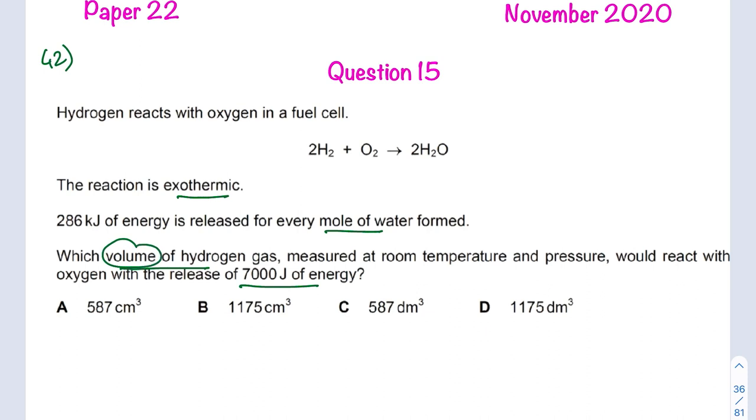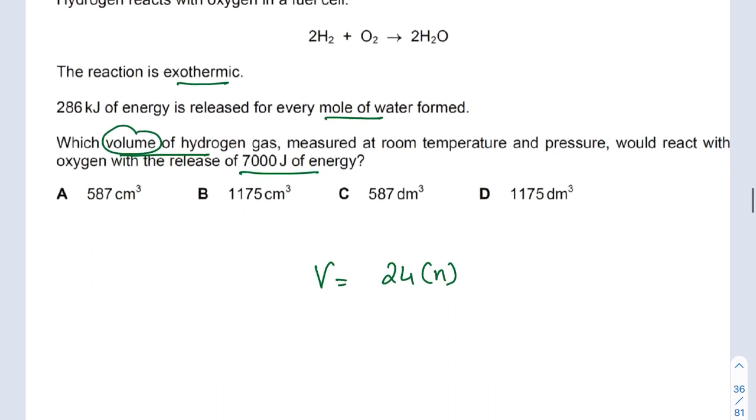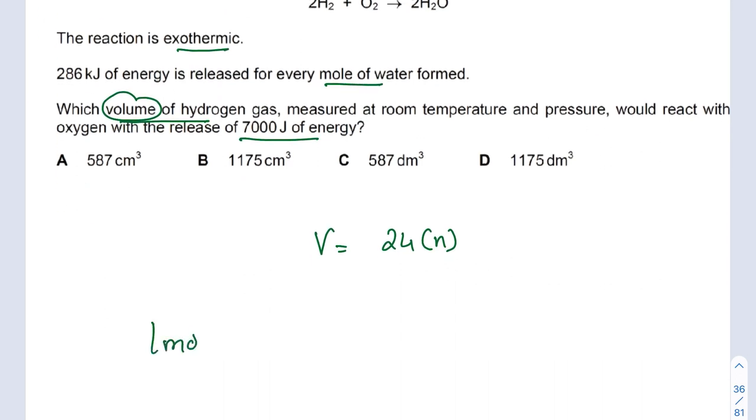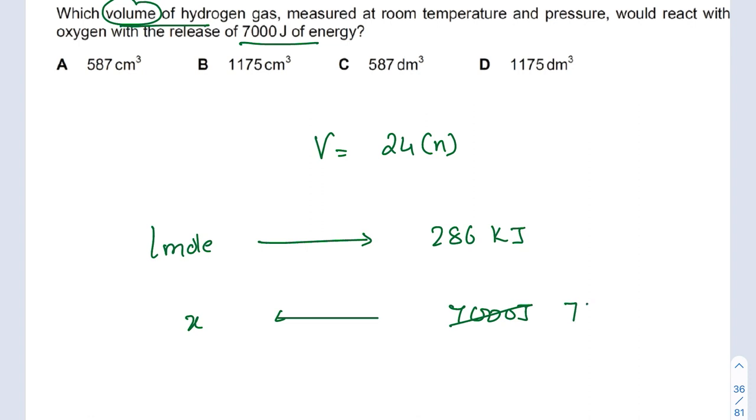If I want to know about volume, I will find out the moles. Why? Because volume equals 24 times n. So if I know the moles, then automatically I will be able to calculate the volume. Over here he has given that 1 mole of hydrogen gives us 286 kilojoules. So how many moles do we want? 7,000 joules is given by how many moles? Let it be X. Convert 7,000 joules into kilojoules, 7 kilojoules. So X equals 7 divided by 286, which becomes 0.0245 moles.